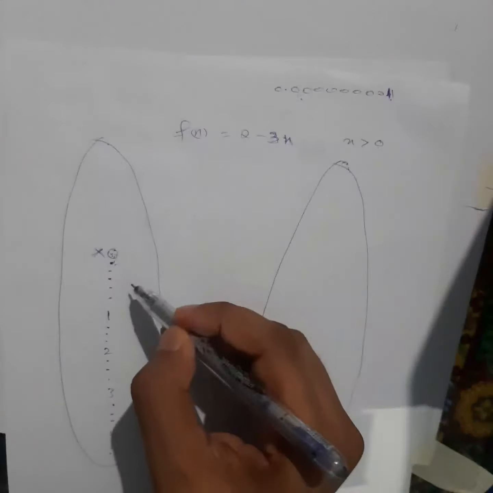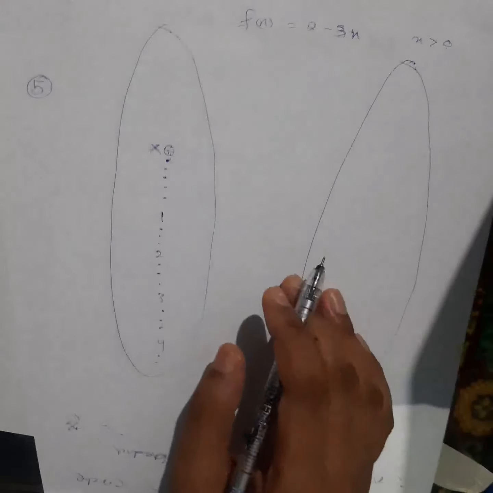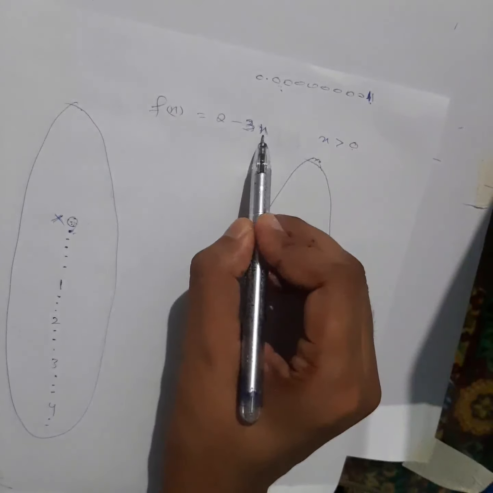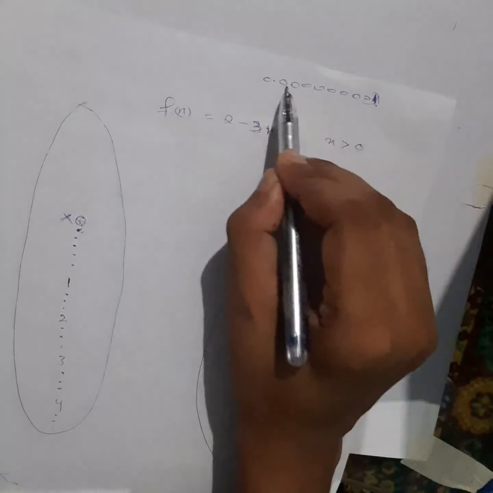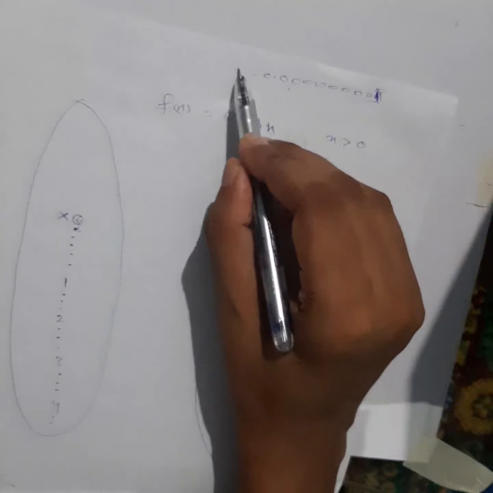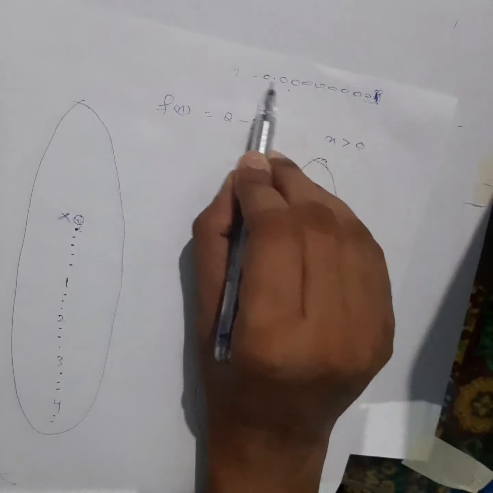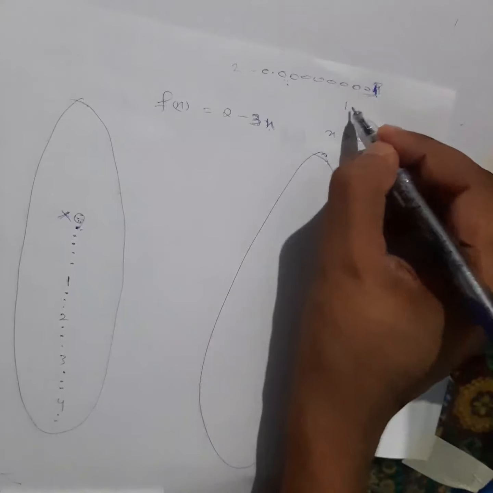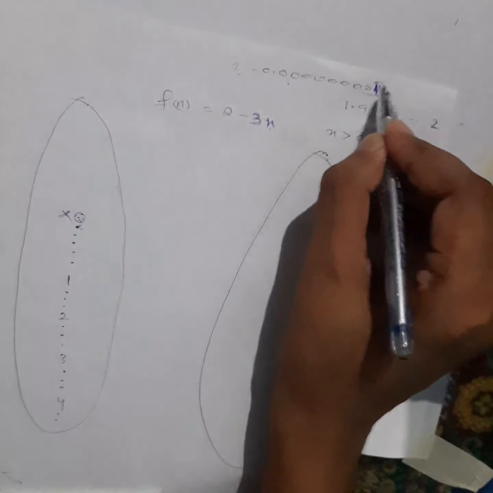See carefully here, it's impossible to find the images one by one. So you have to use logic here and answer what kind of image you will get. If I take 0.0001 in place of x, what kind of y value will you get? This will give you 3 into this, 0.003, right? So 2 minus this value, what will it be? 2 minus this very small number gives 1.9999, something very close to 2. But you will not get 2, because something gets subtracted, right?